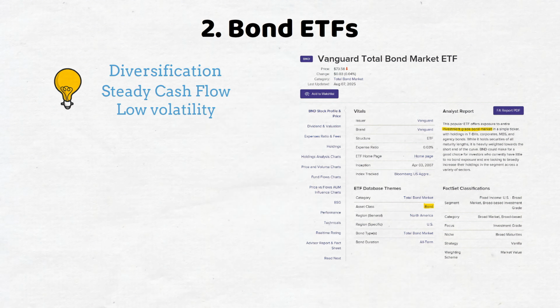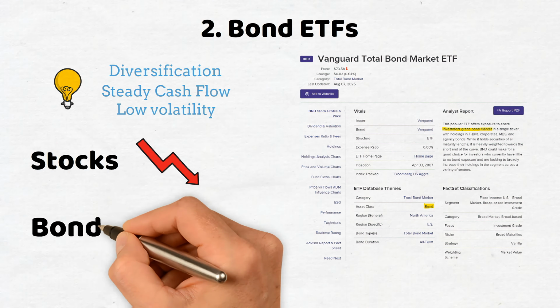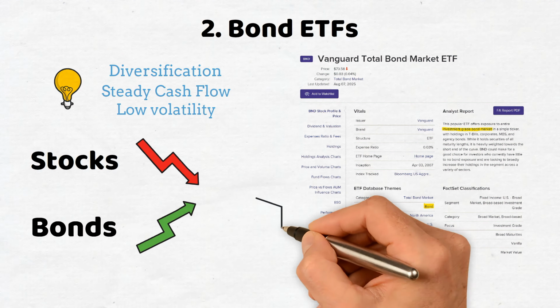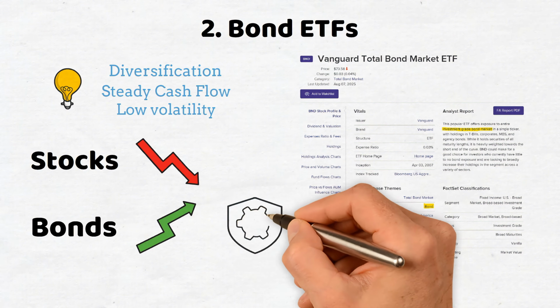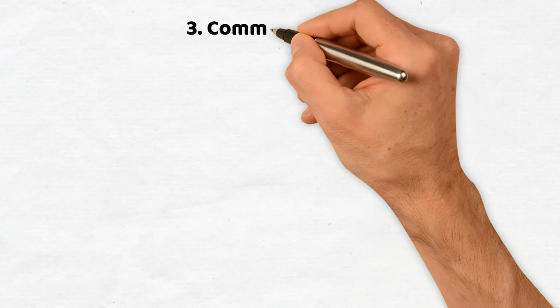They tend to be less volatile than stocks and often serve as a hedge in times of economic slowdown or rising risk aversion. When panic hits the market and stocks fall, bond prices often rise. That negative correlation helps cushion your portfolio. Bonds won't deliver explosive returns, but they play the role of a stabilizer, providing a buffer when markets get rough.